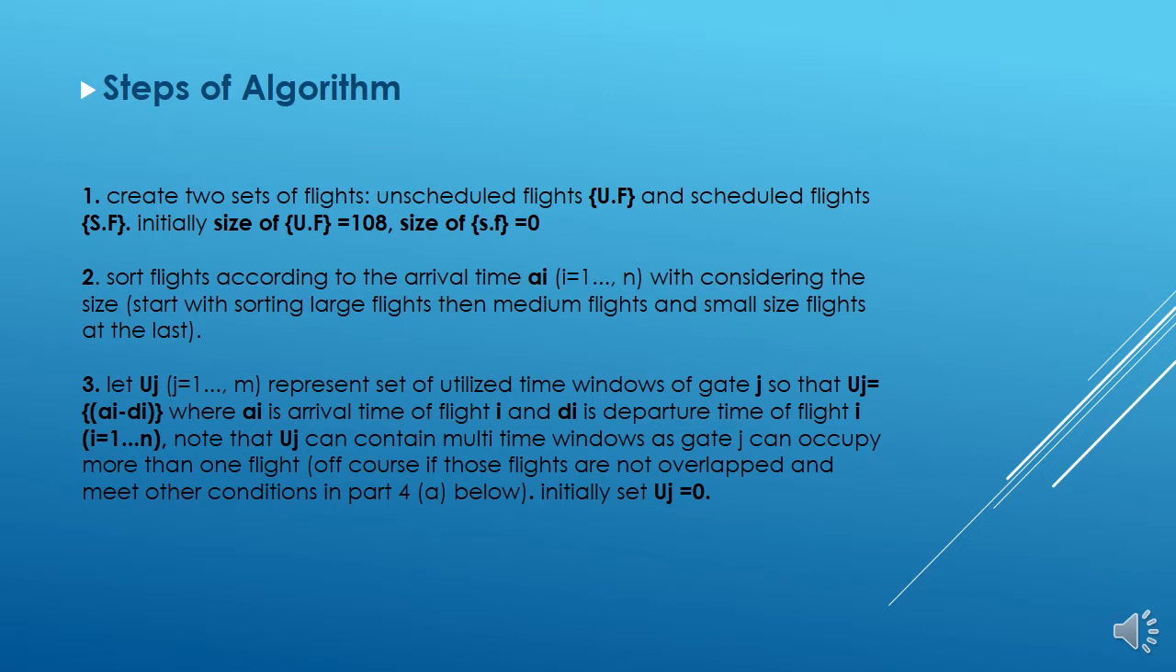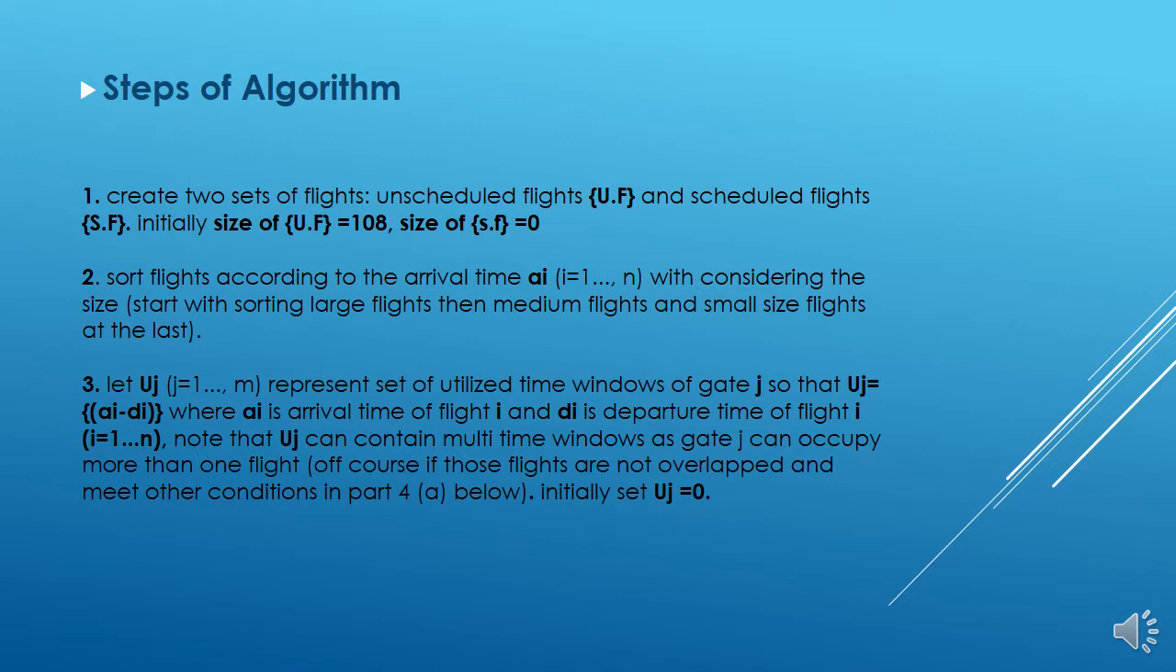Second step, we are going to sort those flights according to the arrival time, of course considering the size of the flights, because as we know, the objective of this algorithm is to maximize the assignment of large flights on the gates. So we are going to consider the large flights first and sort them according to their arrival time. Then we will move to the medium flight size and sort them again by arrival time, and at the end we will sort the small size flights.